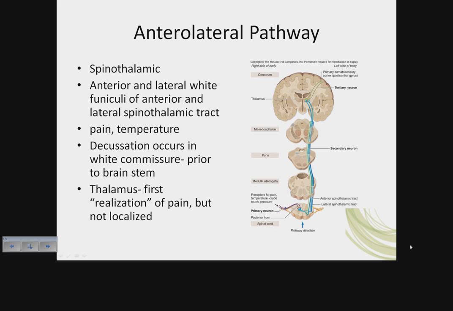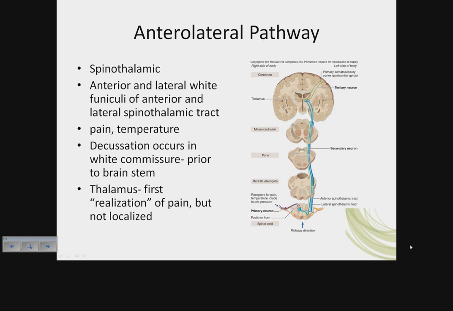The anterolateral pathway is primarily concerned with pain and temperature, which is the primary focus of this lecture, of course. So, by the words anterior and lateral, we are simply meaning that there is a tract of white matter. And remember, white matter means axons that are myelinated, that are ascending up to the brain from the anterior portion of the spinal cord and the lateral portion of the spinal cord.